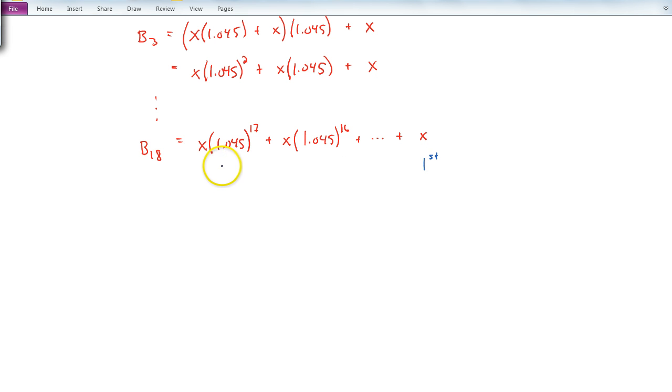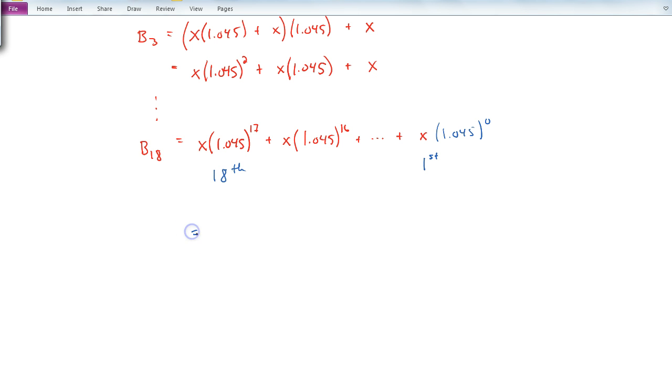And how many terms are in this sum? Let's see. There's really a 1.045 to the 0th power right there. So if I'm counting from 0 to 17, I actually have 18 things. Right? So 0, 1, 2, 3, 4 is 5 things. So 0 up to 17 should be 18 things. Okay, so it's an 18-term geometric series.